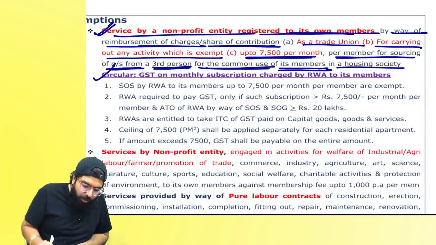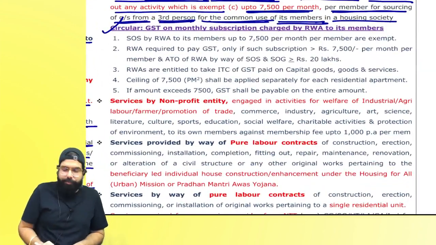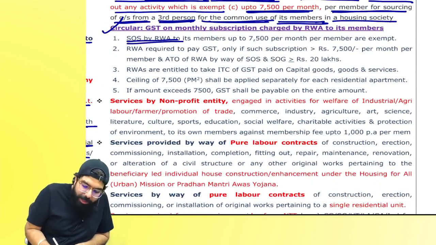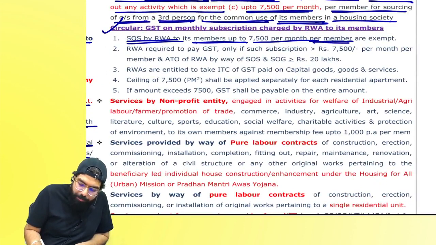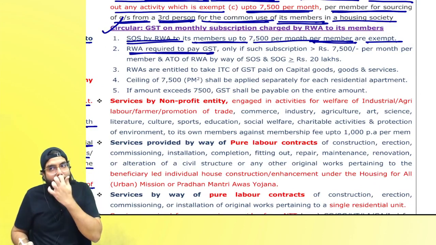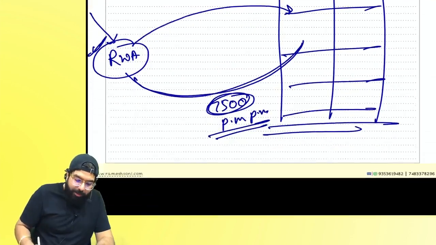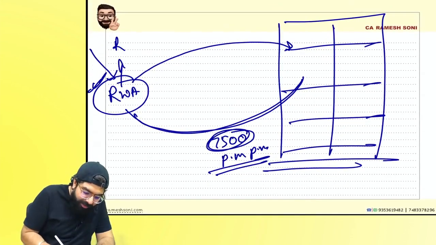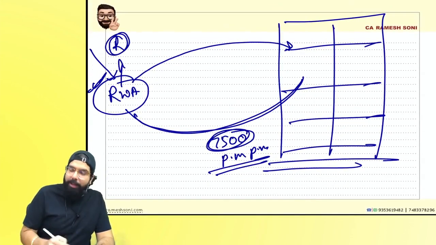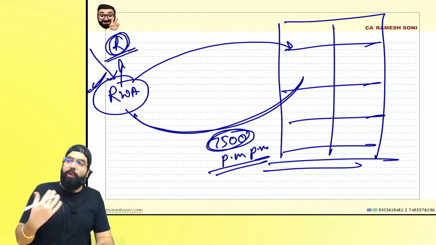Remember, there is a small circular which has come, which says supply of service by the resident welfare association to the members up to 7,500 per month per member is exempt. A resident welfare association is required to pay GST only when, first of all, they have to be registered, and then they have crossed their turnover of 20 lakh.